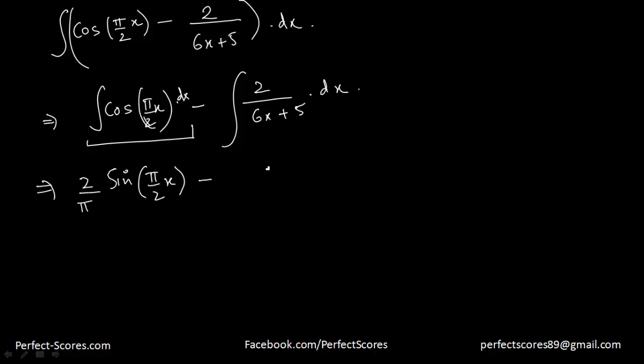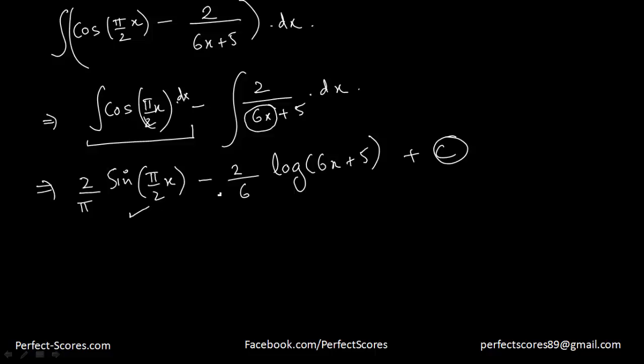Minus, so this 2 is going to be out because it is a constant. Then I'm going to take care of this 6 part over here. So I'll have to divide by 6, and since it's 1 over something, I'll have the value of log of 6x plus 5 plus c. Now this c is going to take care of both constants, because constant plus constant will always be a constant. So this is going to be the antiderivative of this function.